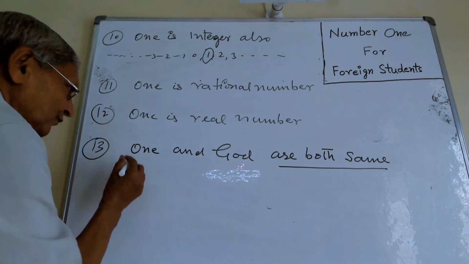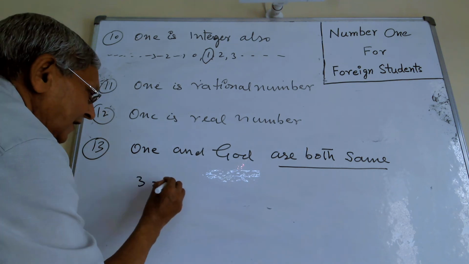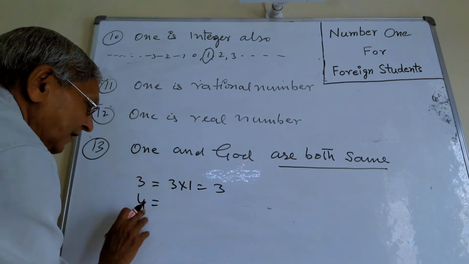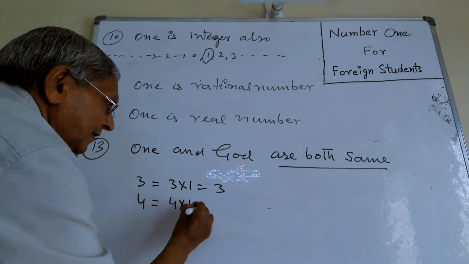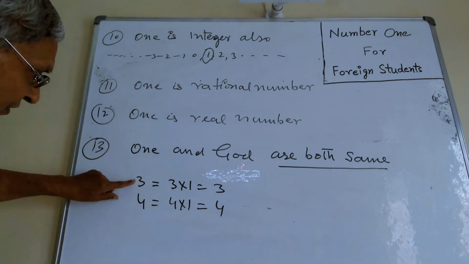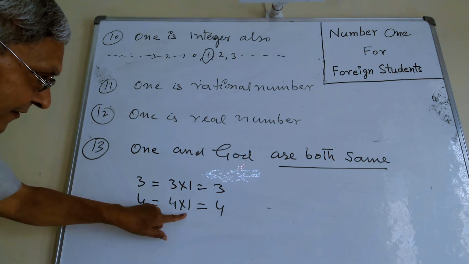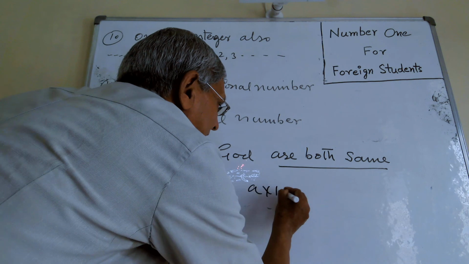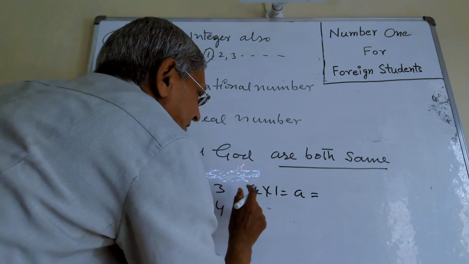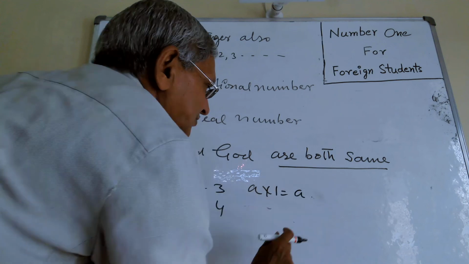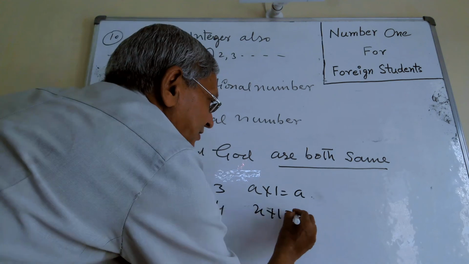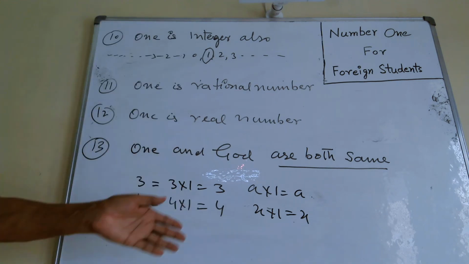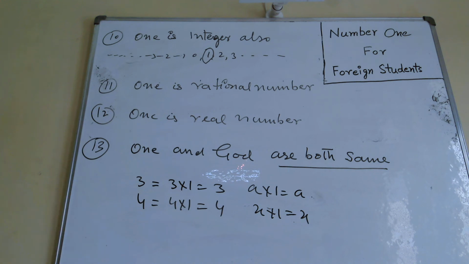Here you see 1, 3. You can write 3 into 1, again it is 3. 4, you can write 4 into 1 is 4. It means in these numbers 1 is hidden. This is the 1. You say here 1 into A, and x into 1 is equal to x. In all the numbers and all variables, it is hidden.